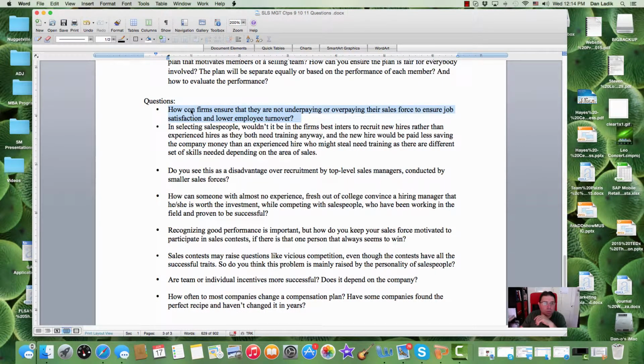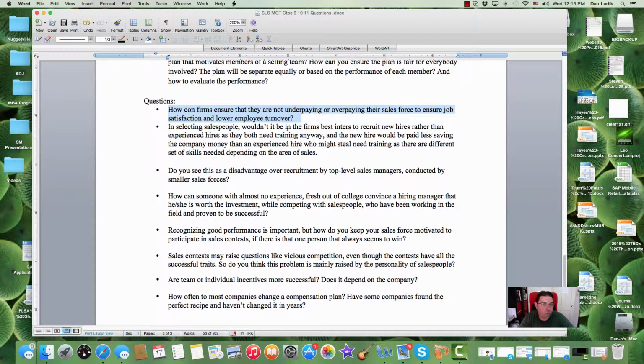How can firms ensure that they are not underpaying or overpaying their sales force to ensure job satisfaction and lower employee turnover? Well, for the firms where the salespeople are 100% of the revenue stream, you may not be overpaying. If you lose one of these salespeople, including their expensive compensation plan and non-financial rewards, and then it takes you 3 months to hire and train a new salesperson, that's 3 months of revenue lost that you're not going to get back.